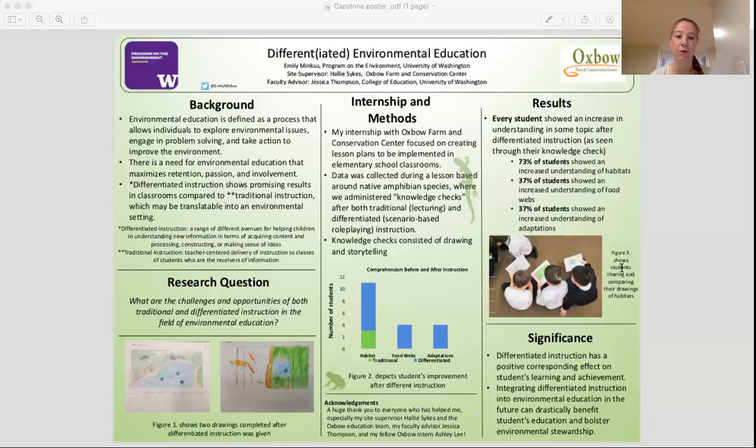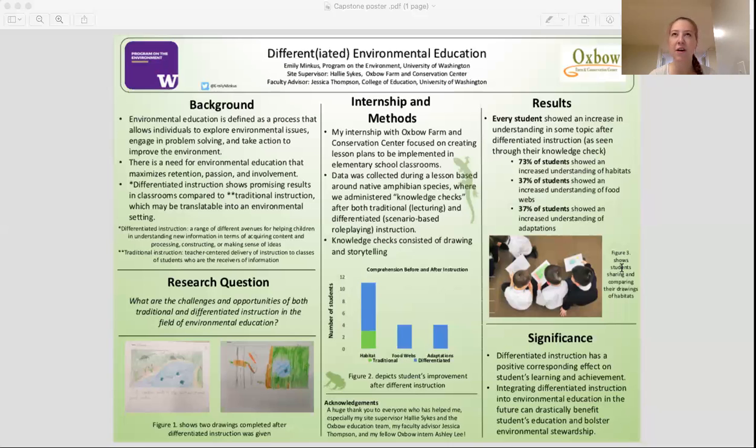Given that the sample size was so small, it's hard to determine whether this is statistically significant or not, but large-scale studies have been done on the benefits and challenges of differentiated instruction. And they show very positive results that are similar to this. Given the success of my case study and multiple year-long intensive case studies in classrooms that are done by academia, I can assume that differentiated instruction has a very positive corresponding effect on students' learning and achievement, and implementing this style of environmental education into classrooms in the future can only lead to a more well-rounded and passionate student.